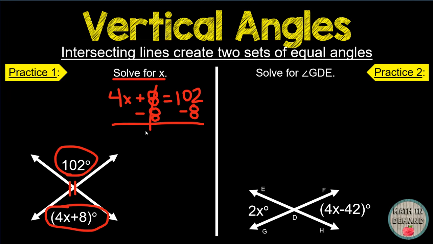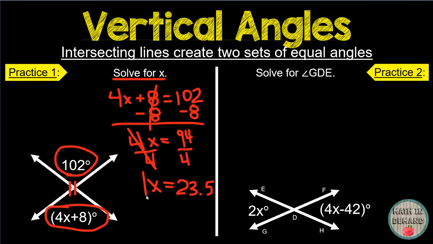This cancels. I bring down 4x equals 102 minus 8, which I know is 94. Divide both sides by 4. 4 divided by 4 cancels because 4 divided by 4 is 1, which is 1x, equals 94 divided by 4, which doesn't go in evenly. I get 23.5, and again, you can check that by dividing. Okay, but that is what x equals. My goal was to solve for x, so I am done.